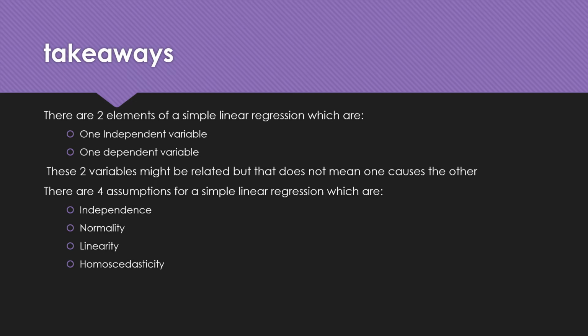The other takeaway is that there are 4 assumptions for a simple linear regression, and these 4 assumptions are 1, independence, 2, normality, 3, linearity, and 4, homoscedasticity.